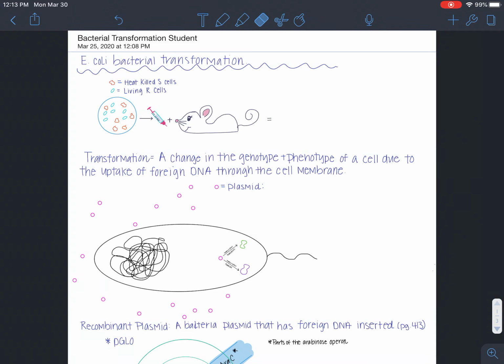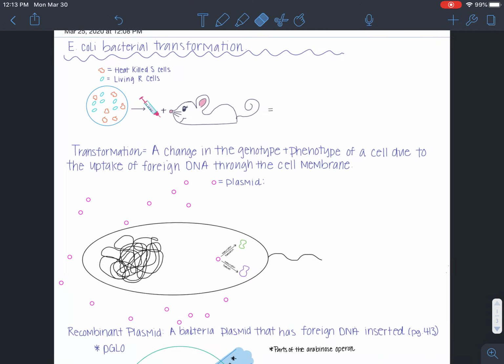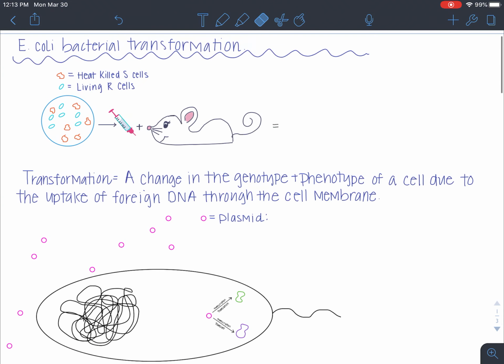Alright guys, today we're going to do a quick overview of our E. coli bacterial transformation lab using the pGLO plasmid. You guys have already completed a little bit of the pre-lab, but I'm going to go over some of the basic stuff with you also. So we're going to start by reviewing what we are talking about when we're talking about a bacterial transformation.